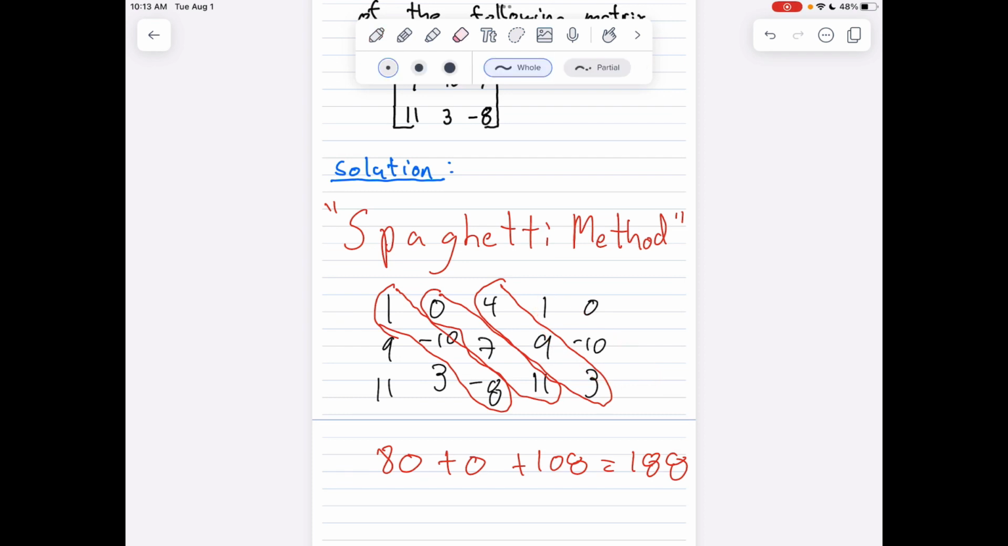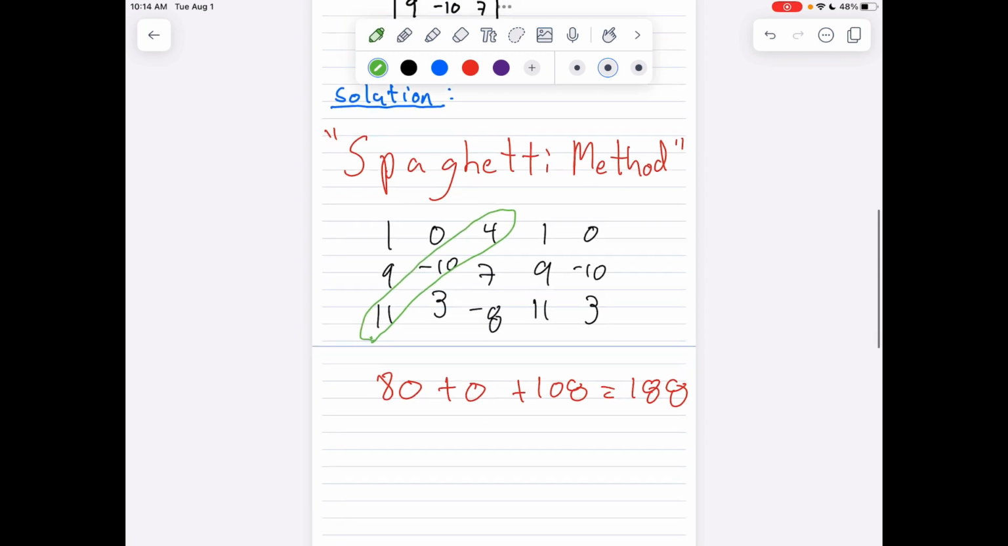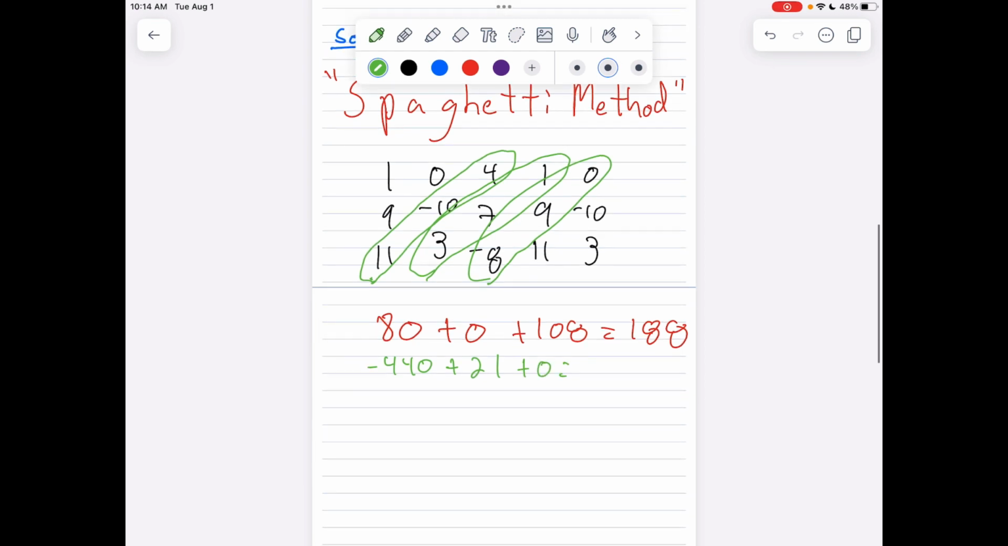So we have those, and we're now going to do our next computation, which starts from the bottom left corner, the 11, and now we're going to go up. So you have 11 times -10 times 4, which is -440. 3 times 7 times 1 is 21. And then -8 times 9 times 0, which is 0, and we're going to add these together. So -440 plus 21, that's -419.